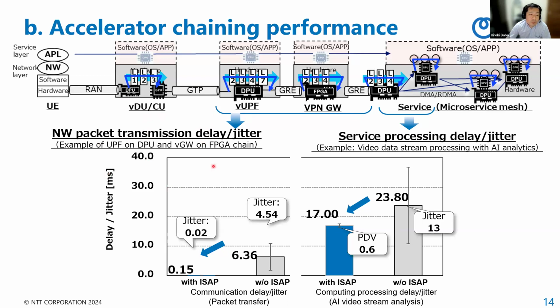For this configuration, network packet transmission delay and jitter are significantly reduced with the ISAP. You can see that with the ISAP, the latency or delay is 0.15, and the jitter is 0.02, so very low. And not only the network transmission, we also evaluated the service processing delay and jitter using video data stream processing with an AI workload. As you can see here, latency is slightly decreased, but you should focus on the jitter side. Jitter is originally 13 milliseconds, but with the ISAP, it was 0.6, so significantly reduced.